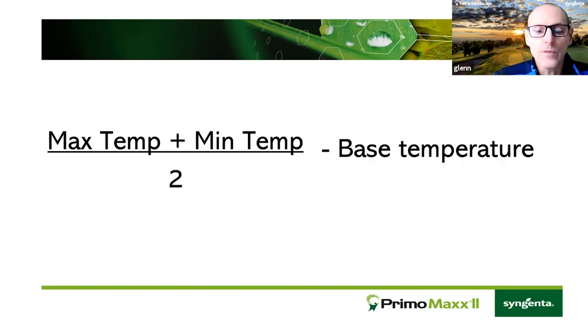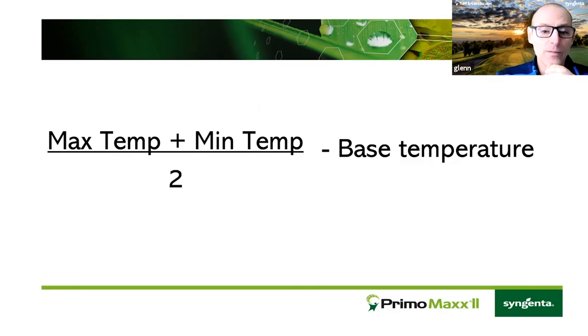Now, what that equation looks like is very simple. You take your highest temperature of the day, let's say 20 degrees, and your lowest temperature of the day, let's say 10 degrees. You divide that by 2, so you get 15, and then you minus the base temperature. Now, the base temperature is critical to this because different base temperatures will do different things.